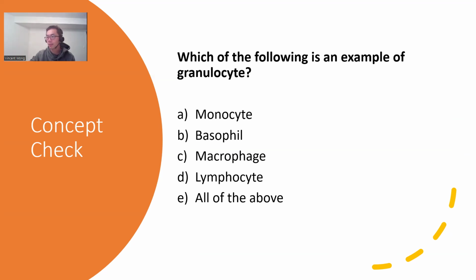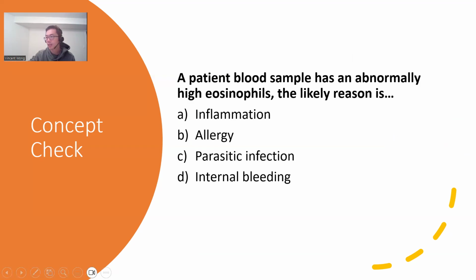Okay, everybody who chose something got it right. Example of a granulocyte, that's the basophil. A basophil is for inflammatory response. Next one.